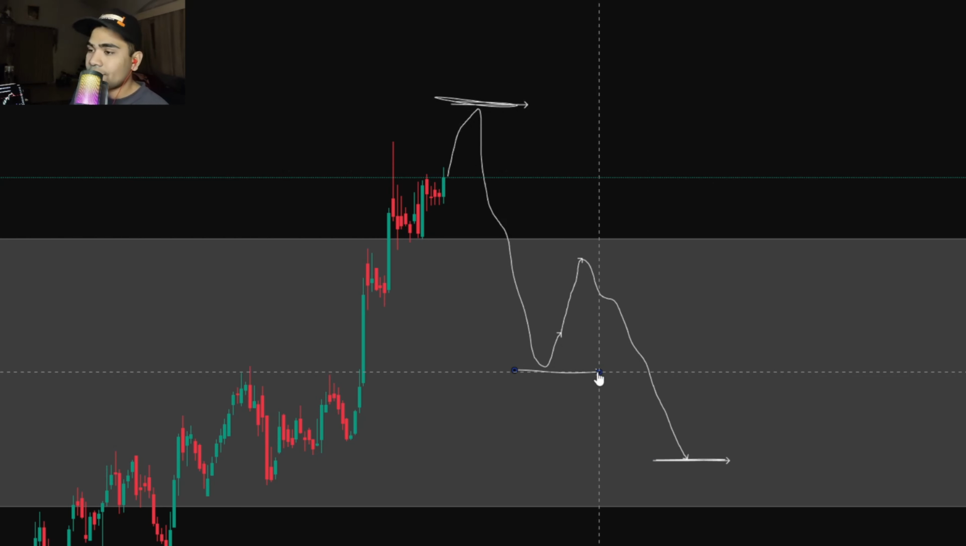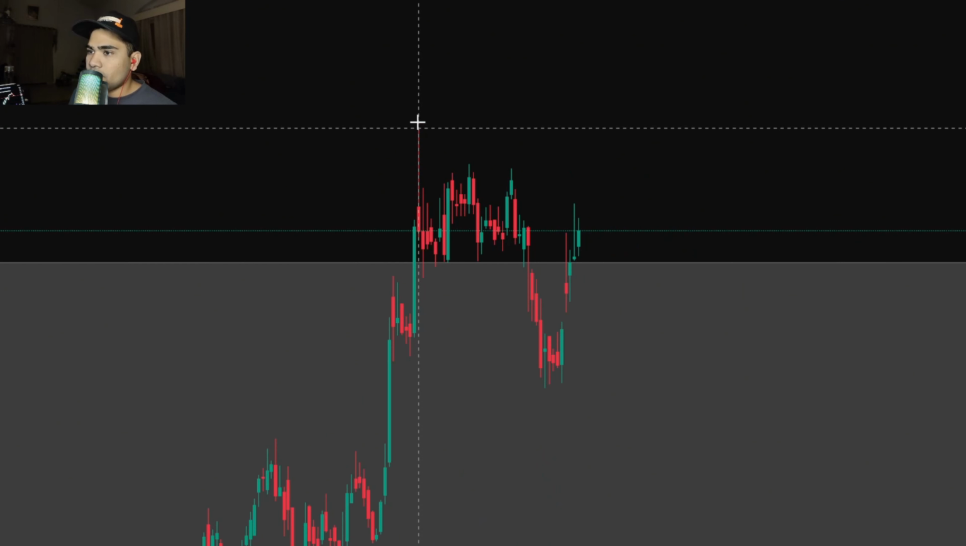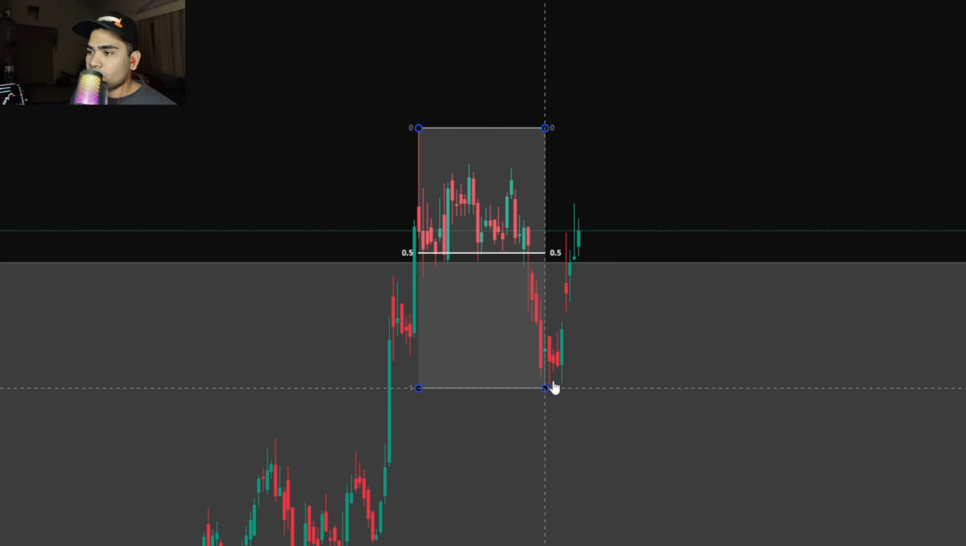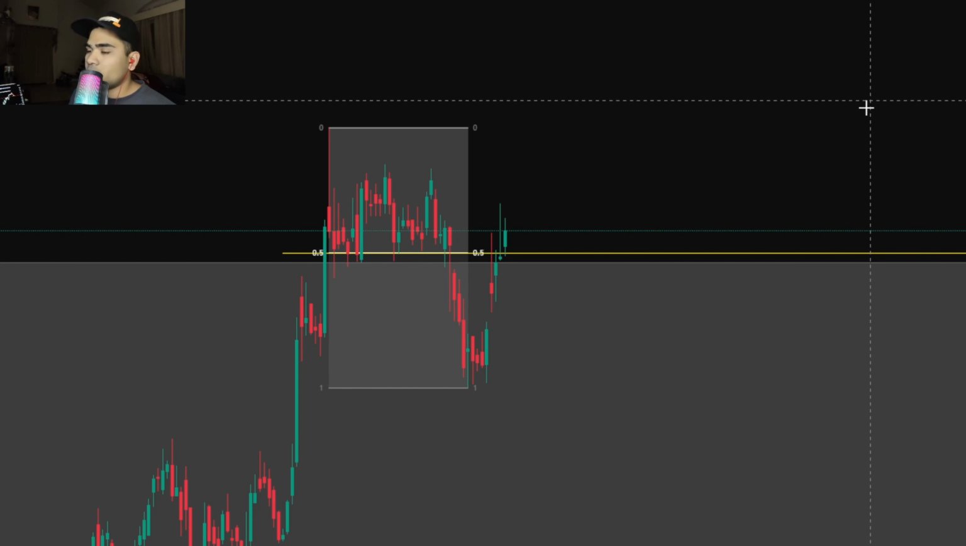So this low will have zero significance in that scenario. And you can open your equilibrium tools, and from this high to this bottom, I'm throwing an equilibrium tool with the yellow line right here.